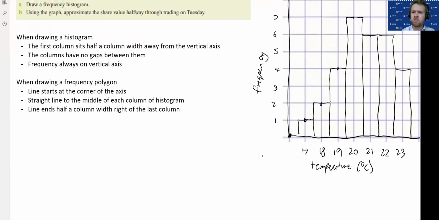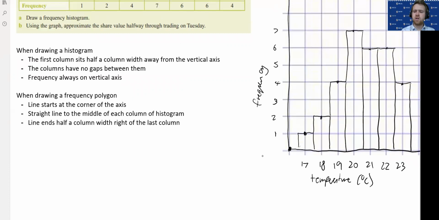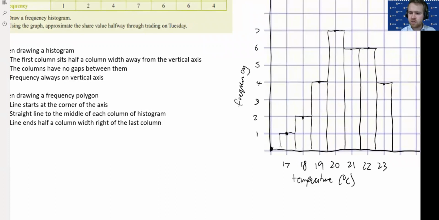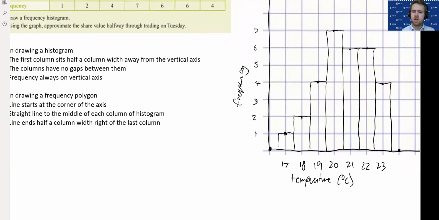Okay, so if we draw a dot at all of these spots, our frequency polygon is going to go through all these dots. And then the line ends half a column width right of the last column. So just here is where the last point goes in our polygon. So then with a ruler, we would go dot to dot, to the middle of each of these columns like this. Okay. And down straight like that. So that is our frequency polygon. We've just gone dot to dot of all these, to the middle of these columns.